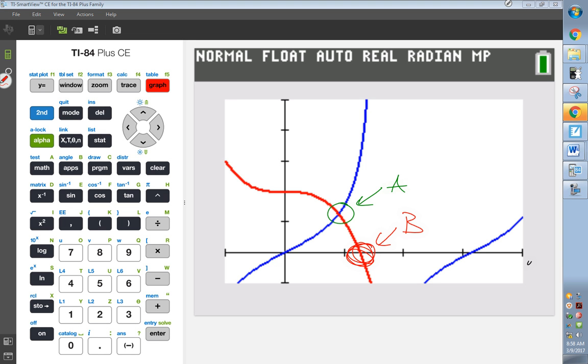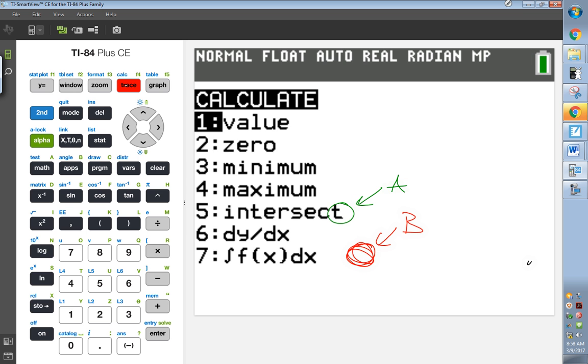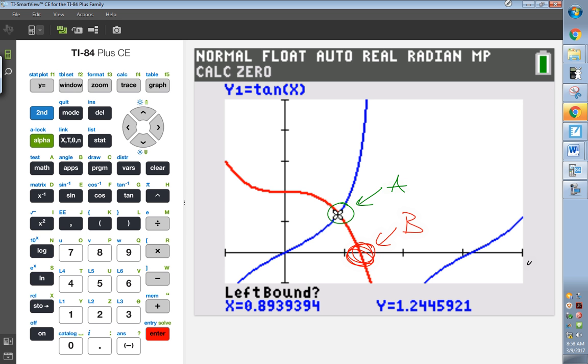I'm calculating the 0 because it's where it intersects the x-axis. So I'm finding the 0. This time the question is left bound versus right bound. Remember what that means. You're moving that x. I need to get it on the right curve, so I hit the down button to get onto the correct curve. I want to be on that red curve. That's where I think it intersects.